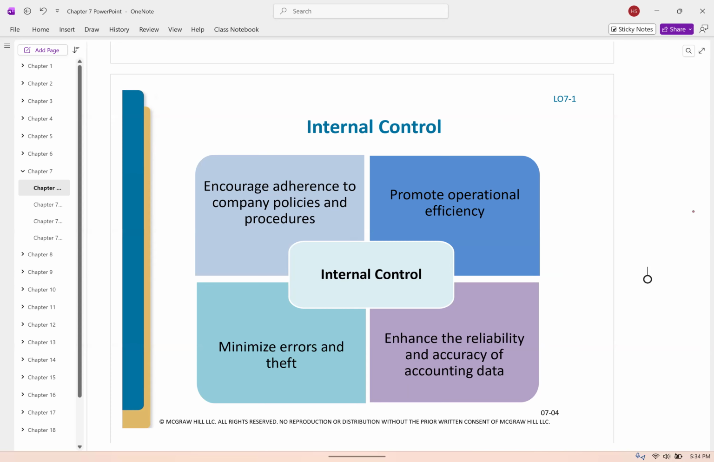Okay, so what does good internal control do? Good internal control, first thing, is going to encourage adherence to company policies and procedures. Those policies and procedures that businesses have are there for a reason.